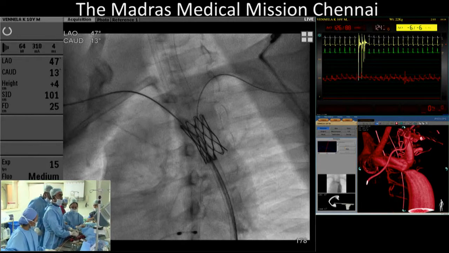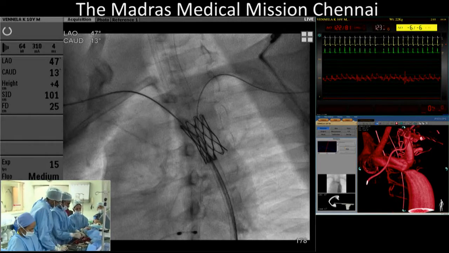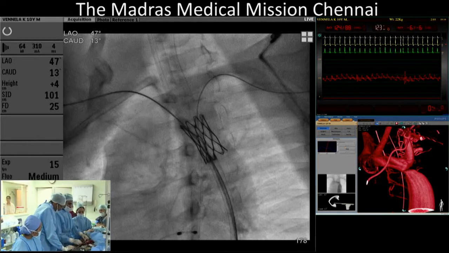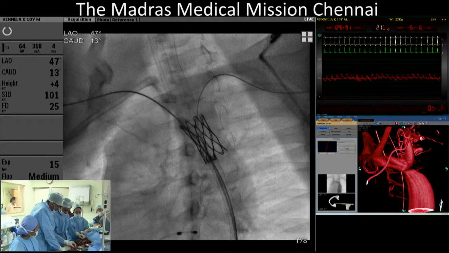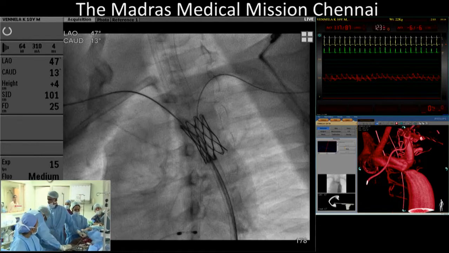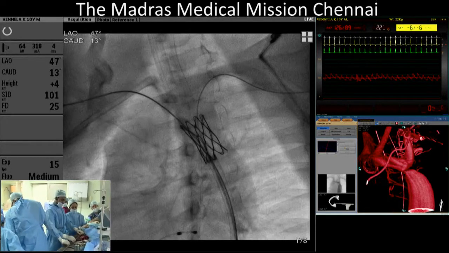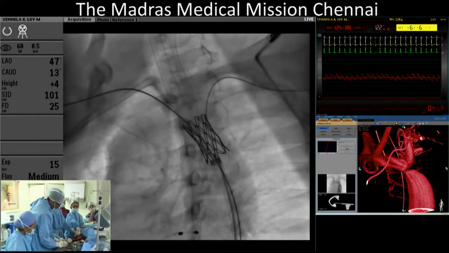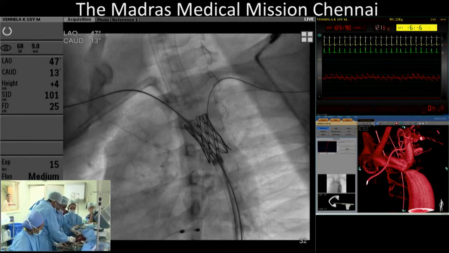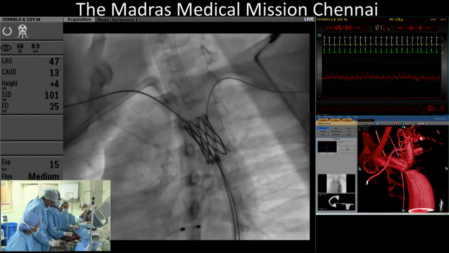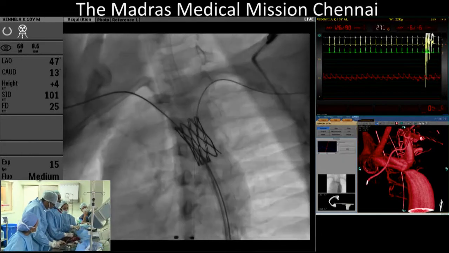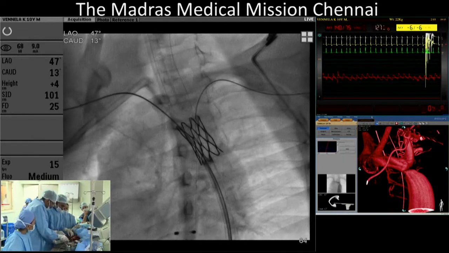Pressure curve seems much better as compared to the previous recordings, correct? Yeah. So right now, what I will do is get a bleed. Yes. I'm going to look at an angiography through the side arm of the sheath.